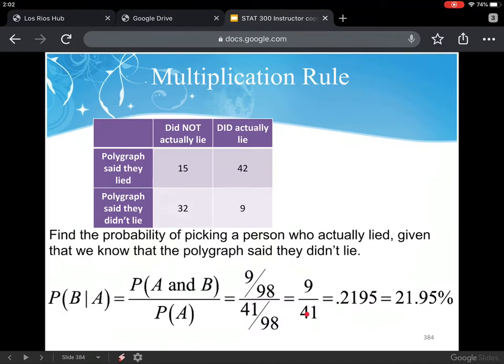Again, you can use the formula. How many people actually lied here? So what's the intersection between A and B? Actually lied, and polygraph said that they didn't lie. 9 people of the 98. And then probability of A, what's the probability that polygraph said that they didn't lie? That's a total of 32 plus 9, 41 98ths. Again, the 98ths will cancel, and you get your 9 41sts for that exercise.